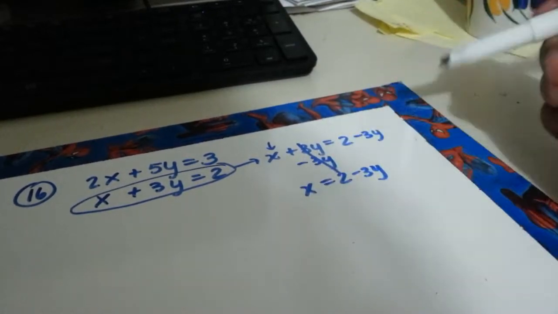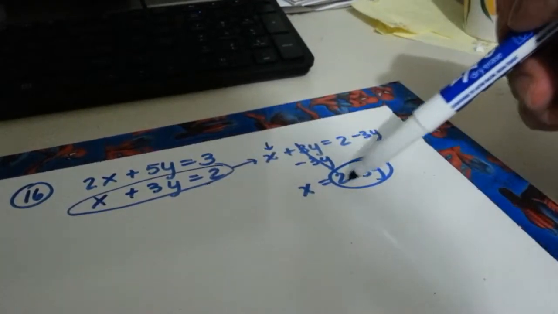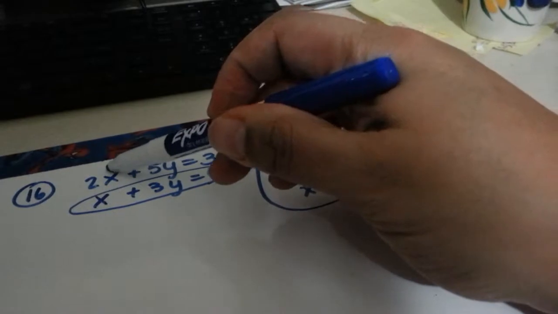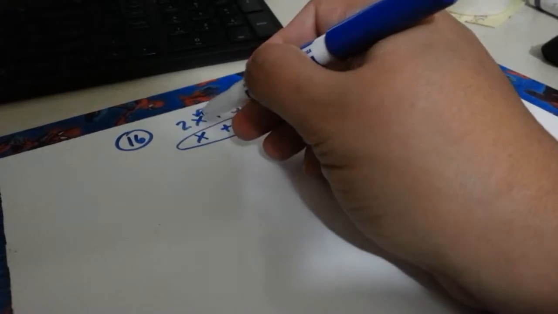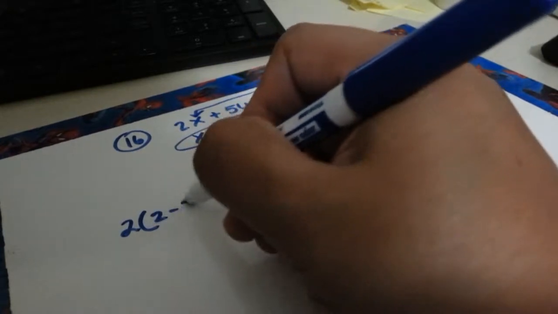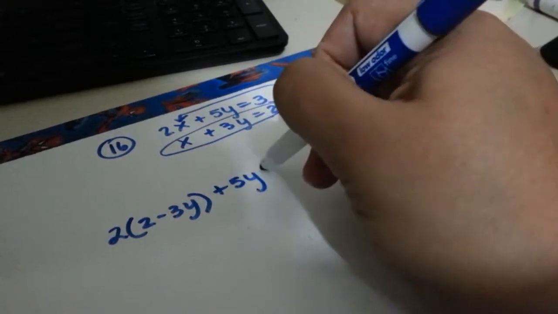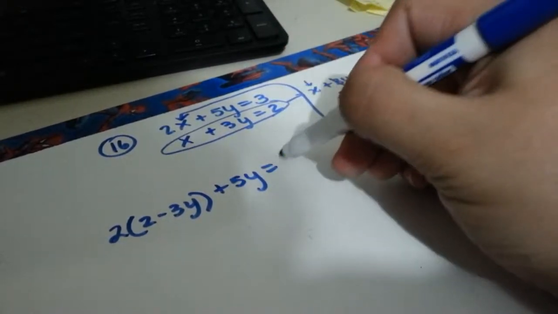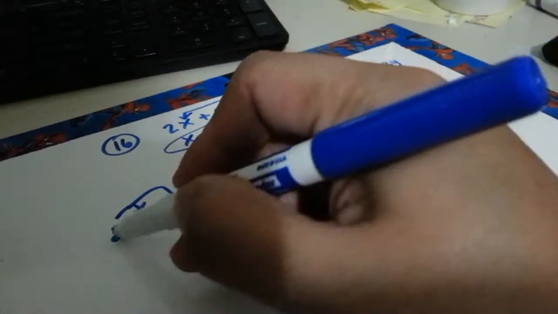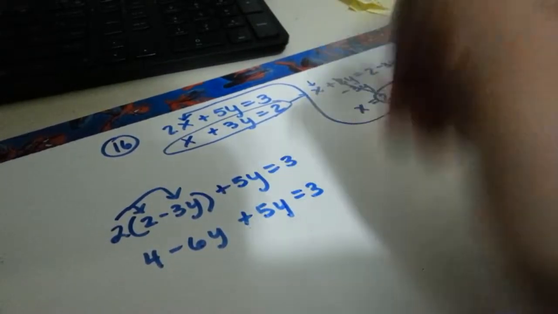See, now I don't have to divide by anything over here. It's already x equals 2 minus 3y. Since I got this from the second one, I'm going to plug this in to the other one. Right. So this becomes 2 times x. What is x? 2 minus 3y. Plus 5y. Equals 3. Right? But this time I have to distribute a 2. So this is 4 minus 6y plus 5y equals 3.